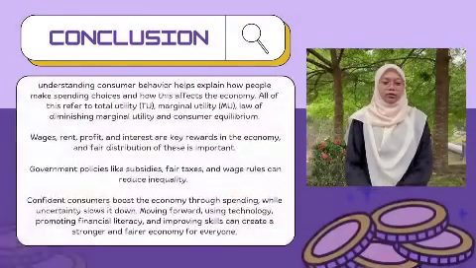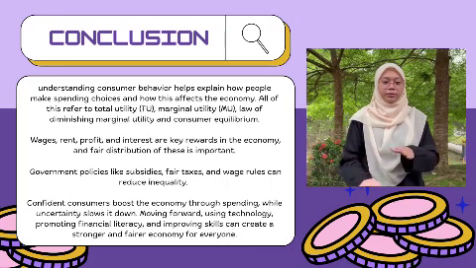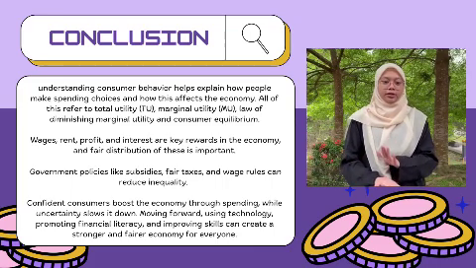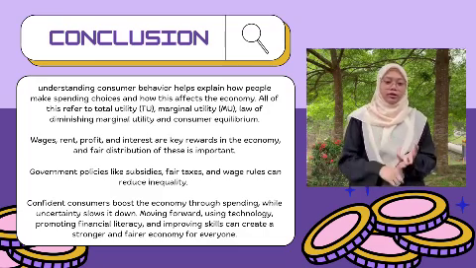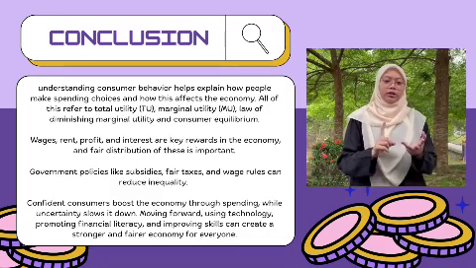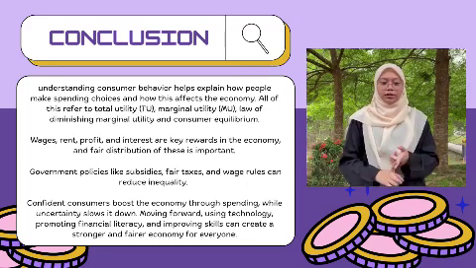Okay. To conclude, understanding consumer behavior helps explain how people make spending choices and how this affects the economy. All of these refer to total utility, marginal utility, law of diminishing marginal utility, and consumer equilibrium. Wages, rent, profit, and interest are key rewards in the economy, and fair distribution of these is important.